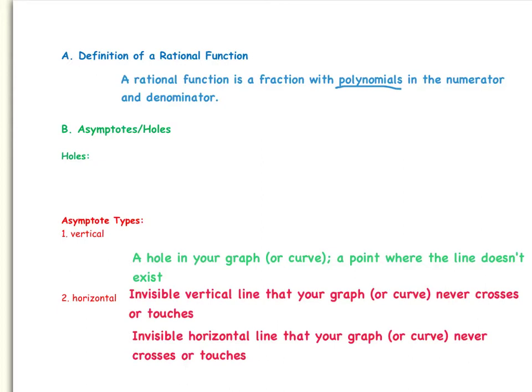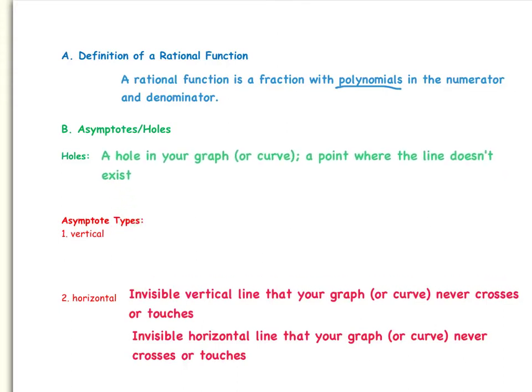Next, let's talk about holes. Now, this is a new term for you, and a hole is literally just a hole in your graph or the curve. And you could also say it's a point where the line doesn't exist. In this video, we are going to learn how to find the holes in your rational function, and we are going to learn how to express the domain and range of a rational function when there is a hole in that function. Now let's review asymptotes.